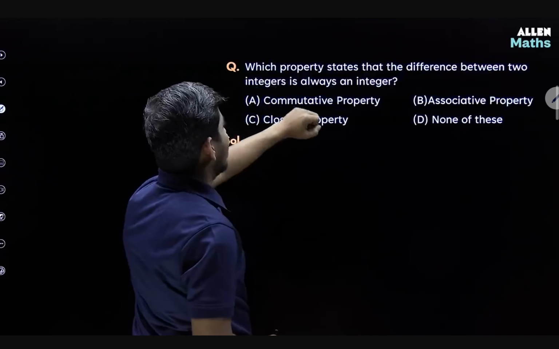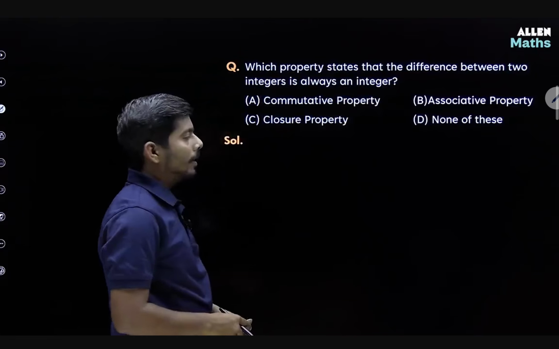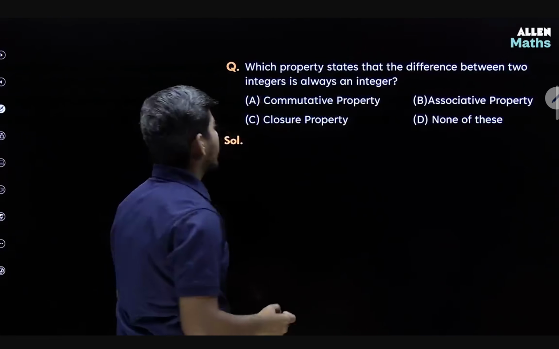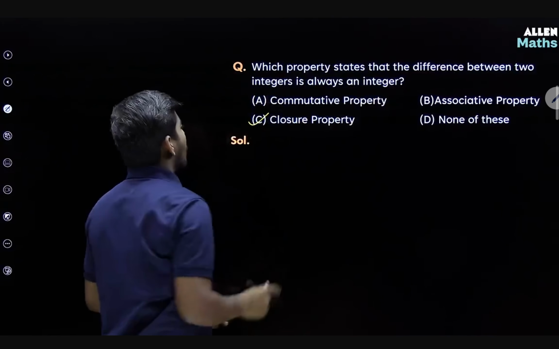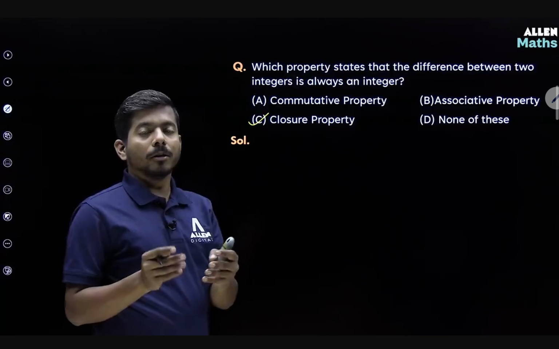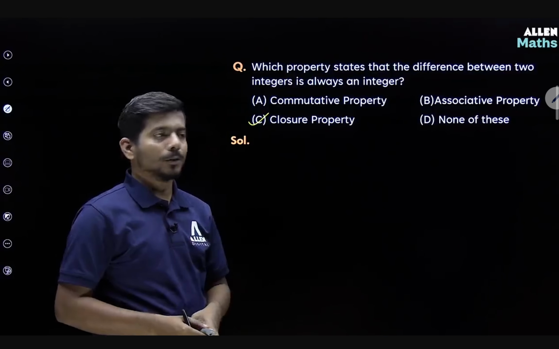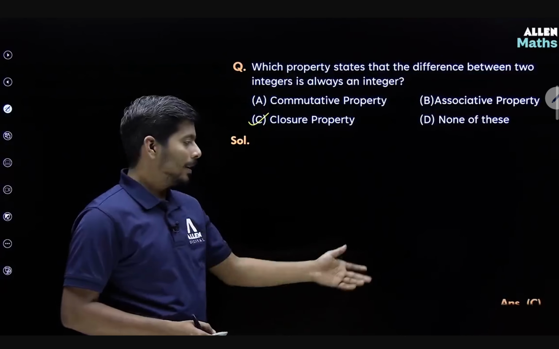Which property states that the difference between two integers is always an integer? So obviously that will be option C, which is the closure property, which states that the difference, or the subtraction, of any two integers will also result in an integer. So the correct answer for this is option C.